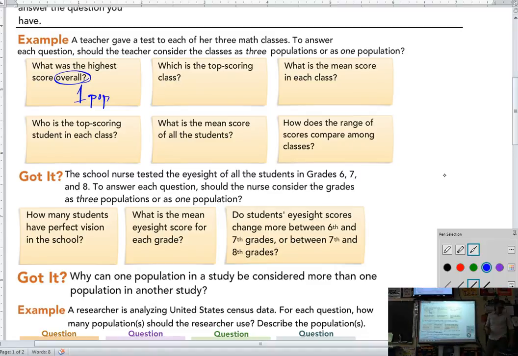Ryan, if we wanted to look at who's the top scoring class, we're going to have all in 1 population or separated by class? Yeah, so we're going to use 3 populations here. Brady, if we wanted to know the average or the mean score in each class? 3 populations.